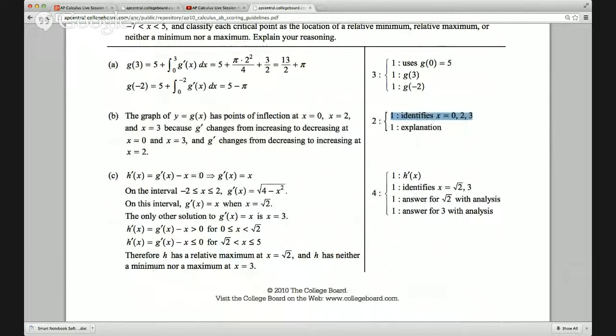And we want to know where that equals 0. So if we add x to both sides, the derivative equals 0 when g prime of x equals x. Okay? And you'll get 1 point for this right here. Okay? And where does g prime of x equal x?